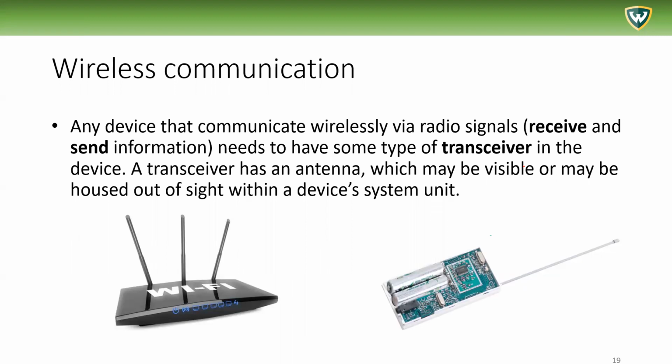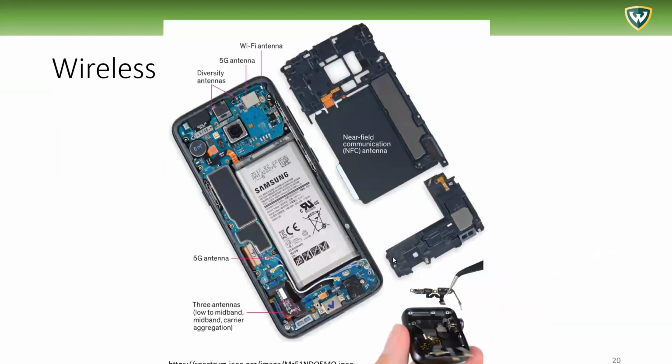Any device that communicates wirelessly via radio signals needs to have some type of transceiver in the device. A transceiver, once again, has an antenna, which may be visible or may be housed out of sight within a device's system unit. Here I have some images of a Wi-Fi router. There's some other kind of potential walkie-talkie device here.